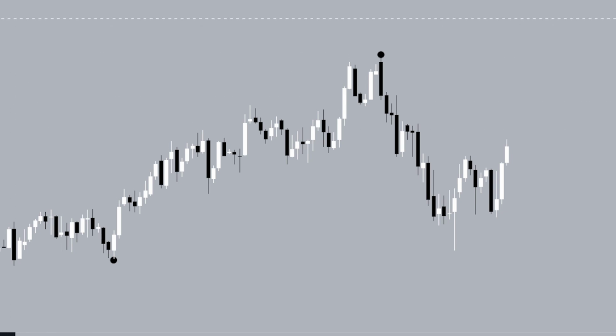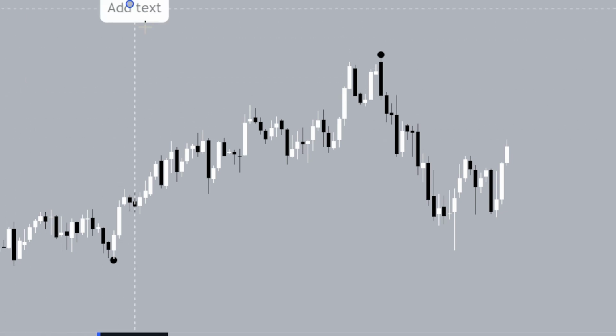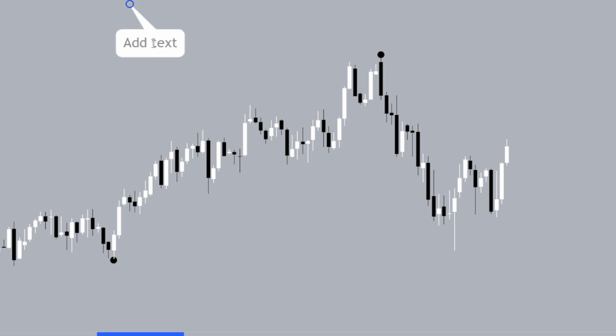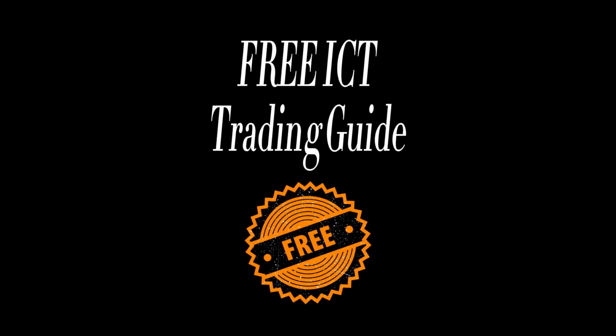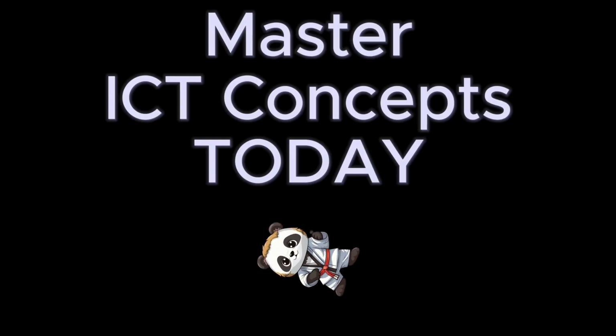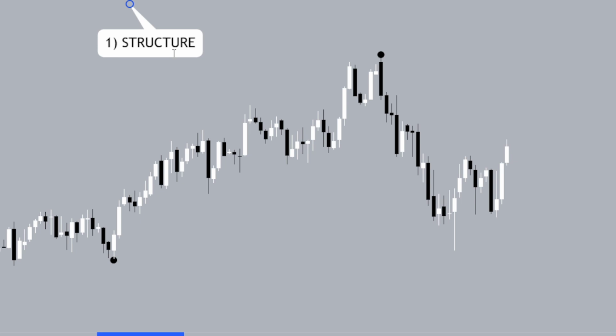Now, there are four things which you need to understand when it comes to building a narrative or building a higher time frame bias. The first is your market structure. Now that's something we've already established based off these two structural points. We have a structural low and we have a structural higher high.